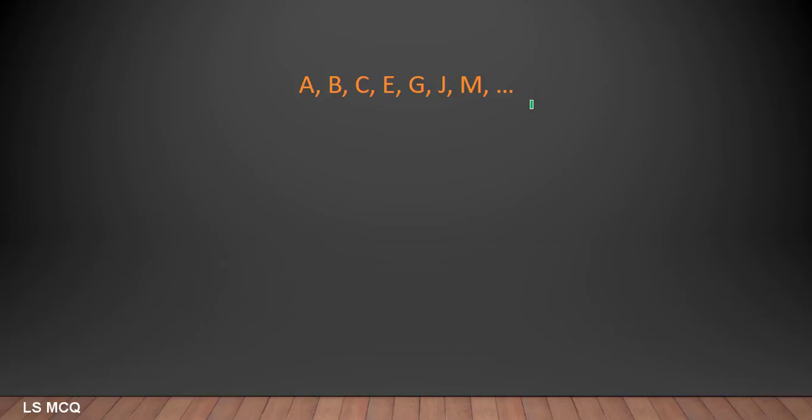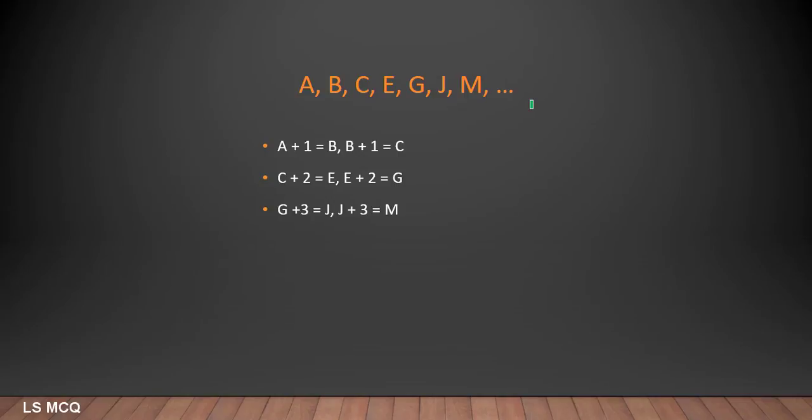It's A, B, C, E, G, J and M. So from A we jump 1 step, so it's B. We jump another step, which is C, and then from C we jump 2 steps for the next 2 characters. So from C we jump 2 steps to get E. From E we again jump 2 steps to get G. From G we jump 3 steps, so it will be J. From J jumping 3 steps, it would be M.